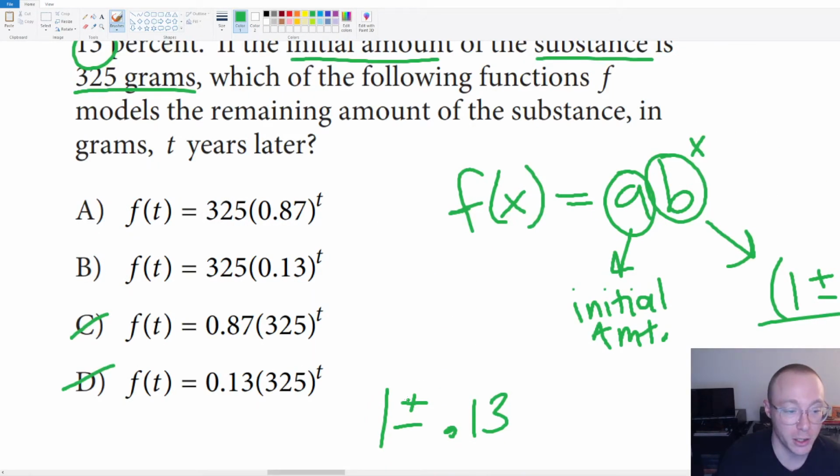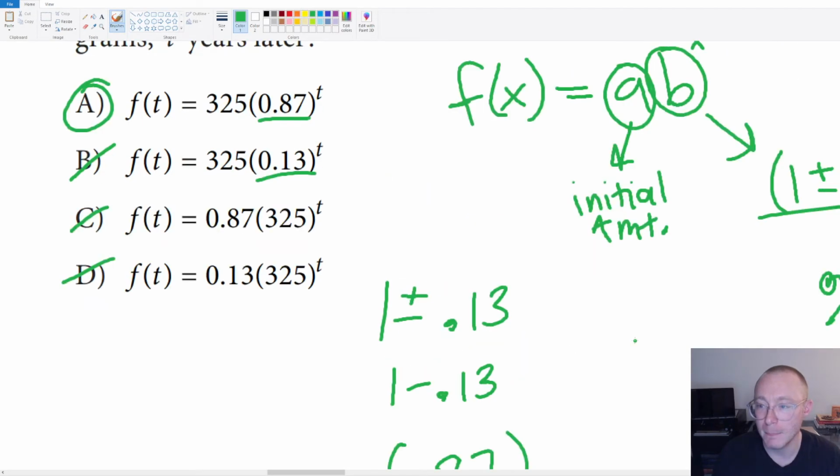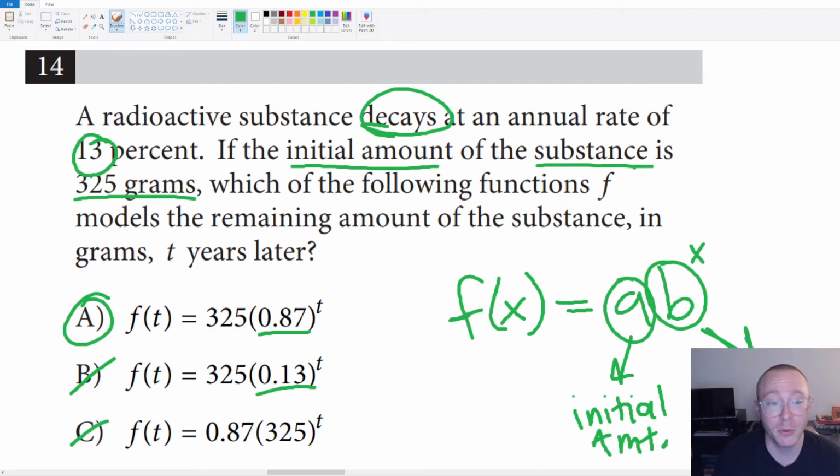And so if we look at our two remaining choices, we're going to end up getting choice A. We've got that 0.87 there. Choice B is showing us 13%. That is just trying to tempt you into picking it, right? Just throwing the percent in there. You don't want to do that. You want to remember that this expression, B in an exponential, is really built up of two things, right? It's 1 plus or minus a percentage. You can't just throw the percentage in there. So that's what I can say about number 14.